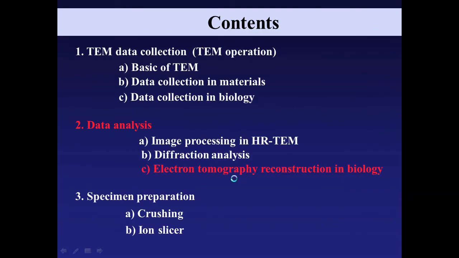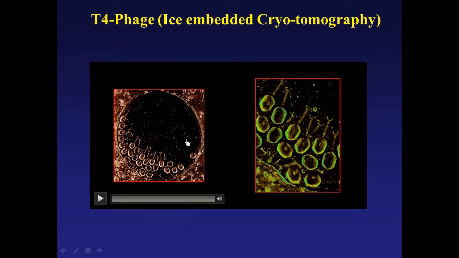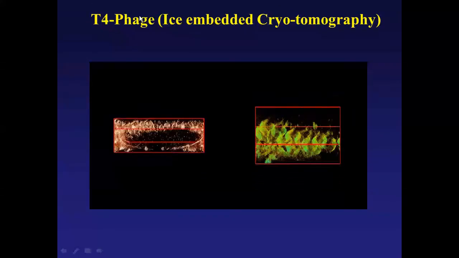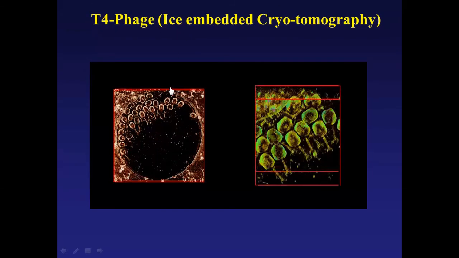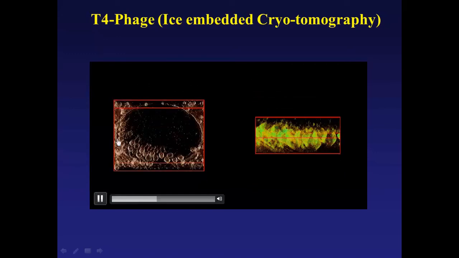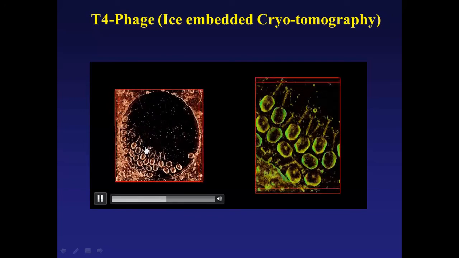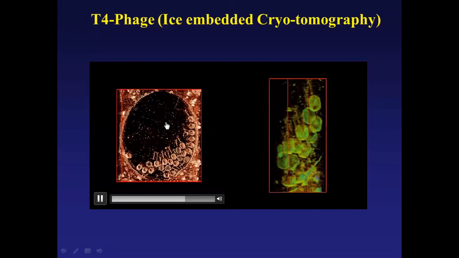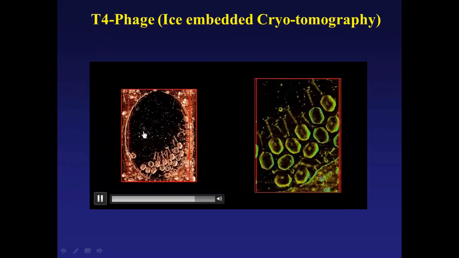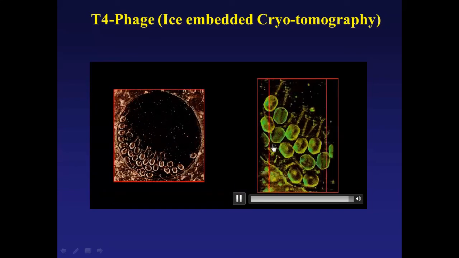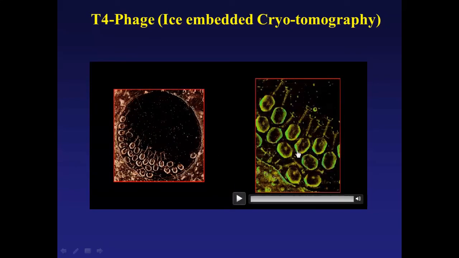Okay, another example is biological. The data was obtained from the T4 phage, cryo-embedded. The T4 phage was rapidly frozen and embedded in amorphous ice, then we applied the electron tomography technique and reconstructed it. We can observe an almost live-environment T4 phage, so a biological example can be reconstructed like this.